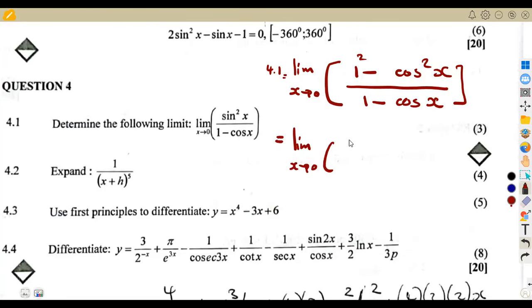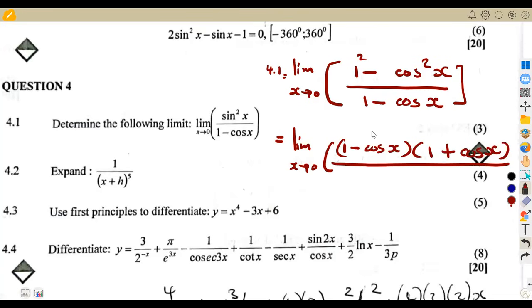This is going to be 1 minus cos. The square root of 1 is 1. The square root of cos squared is cos x. So it's going to be a bracket of 1 minus cos x into a bracket of 1 plus cos of x, like this. All right, everything over 1 minus cos x, like this. Okay, sorry for this. This is 1 plus cos x, okay? So by factorizing, we are seeing the two brackets that are the same, 1 minus cos x, 1 minus cos x.